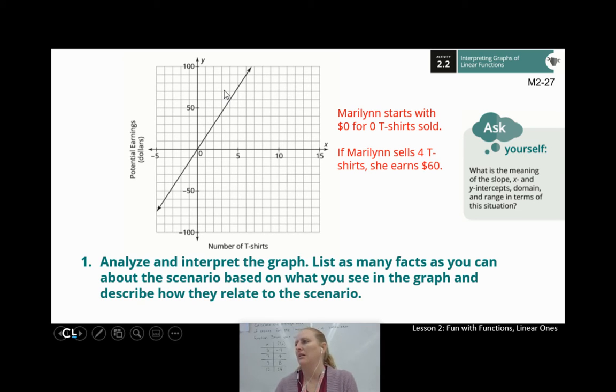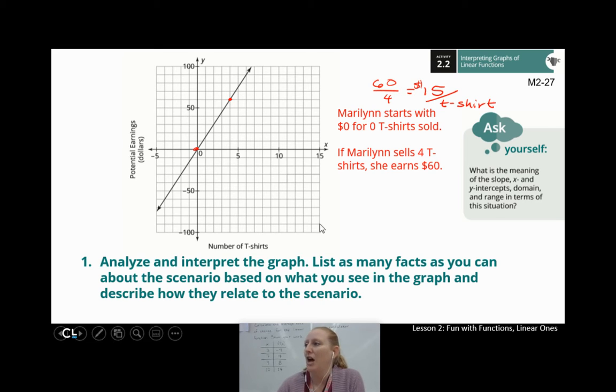Just because I can see, in fact, let me use my pen here. So I can see 0 t-shirts, $0 for 0 t-shirts sold. But then I saw another point here where if she sells 4 t-shirts, she makes $60. So I thought, okay, well, if it's $60 for 4 t-shirts, then I can just do a little bit of slope, right? Rise over run. So I rose 60, because again, slope should be helping me here. I ran 4. And I grabbed my calculator and I was like, okay, well 60 divided by 4 is 15. My slope is 15. 15 what, you ask? $15 per t-shirt.